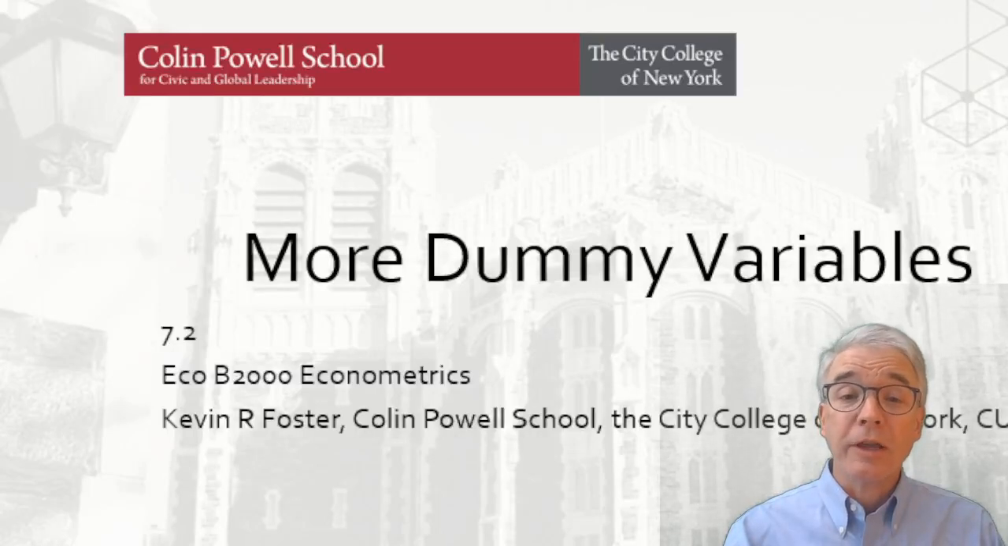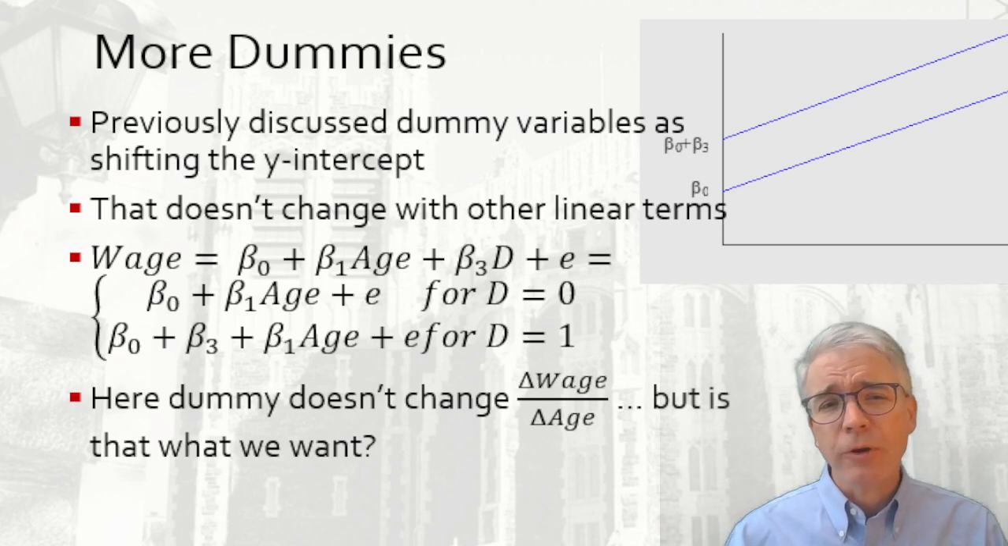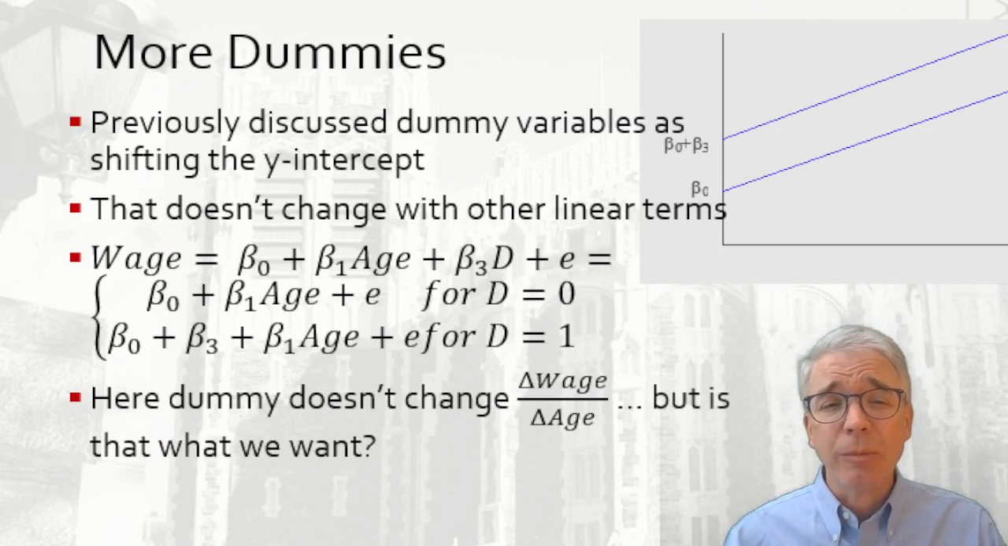More on dummy variables. We often use dummy variables to shift the y-intercept. It doesn't change the other linear terms. So for example, considering a regression, wage is beta naught plus beta 1 age plus beta 3 times some dummy variable d plus the error term.